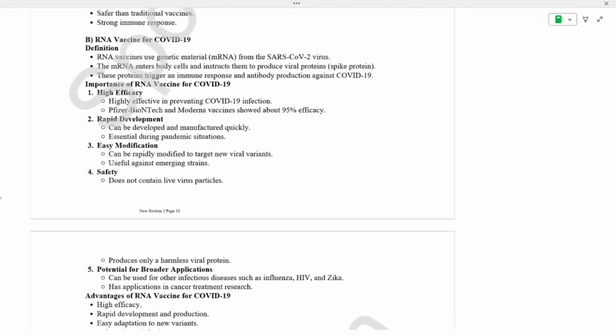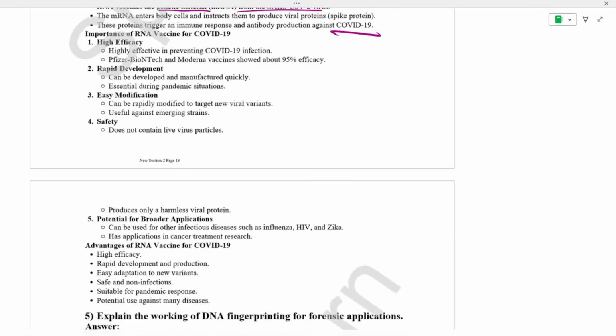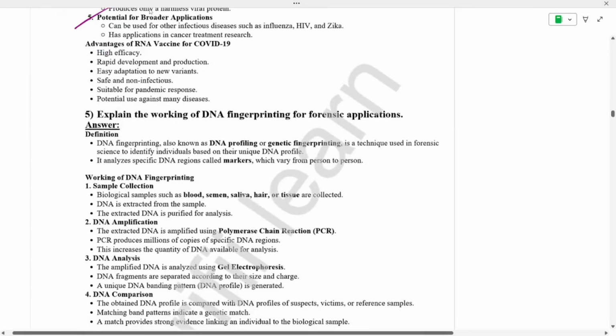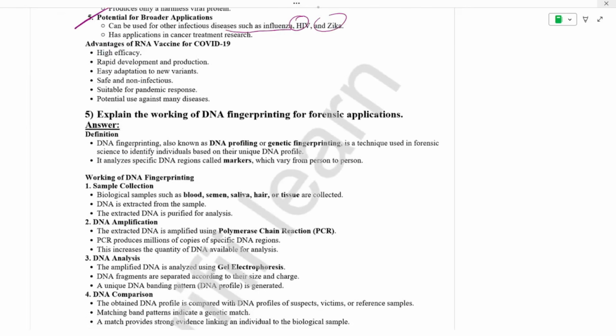Next is RNA. It uses the genetic material from the SARS-CoV-2 virus for COVID-19, which is inserted into the body and fights against COVID-19. The importance is high efficiency, rapid development, easy modification, safety, and the potential for broader applications. It can be used for influenza, HIV, Zika and so on.